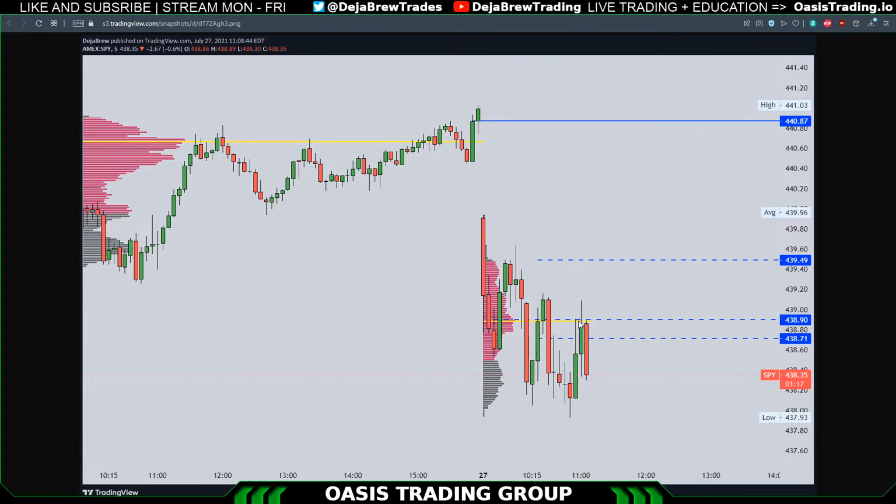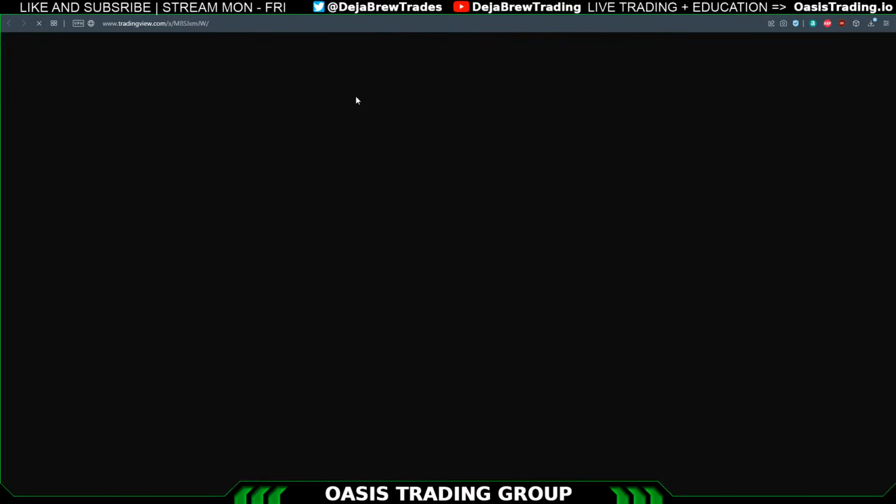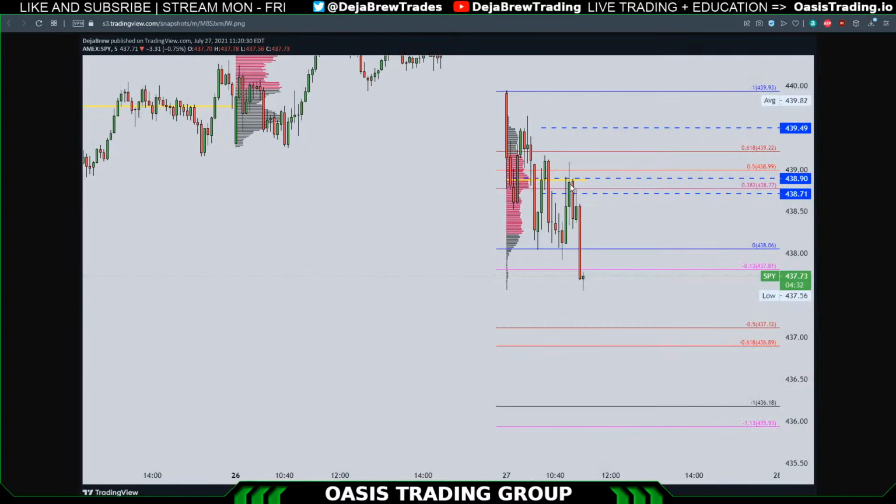We pulled up, and then we failed the POC. Okay, so let's see what happened after that. After that, we failed the POC very hard, and then just nuked straight down to our first trigger, which is also a target around 437.81. The next targets are 437 and then 436.90. Let's see what happens.